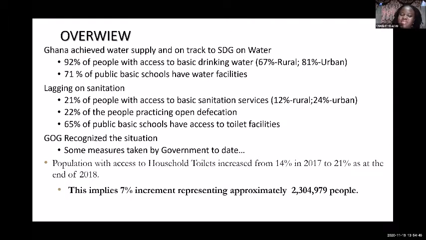But the situation of sanitation, the story is different. We are really lagging behind when we look at the SDG targets. We have only 21% of people with access to basic sanitation, not even improved sanitation, basic sanitation. So we have just 12% rural and 24% urban, even though we are rolling out the rural sanitation model of CLTS with our partners, and we have made a great input, but still the gap is too wide and we need to run to catch up.